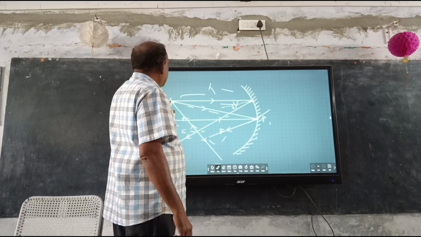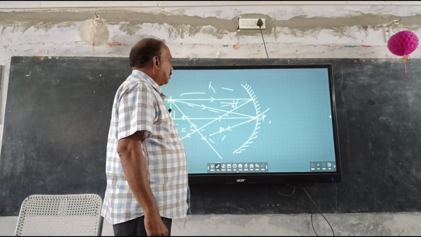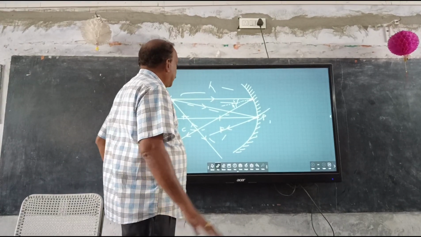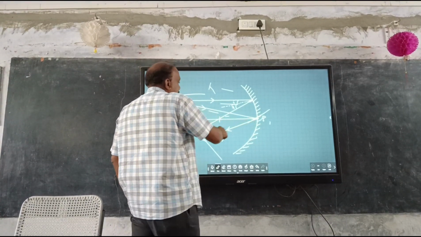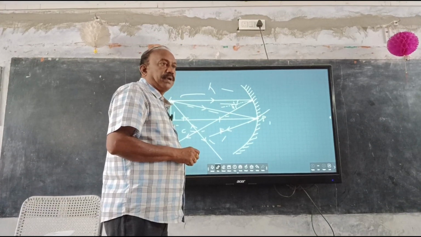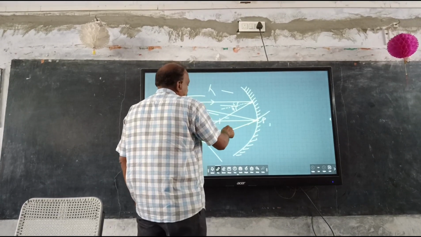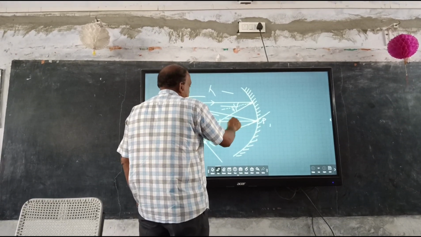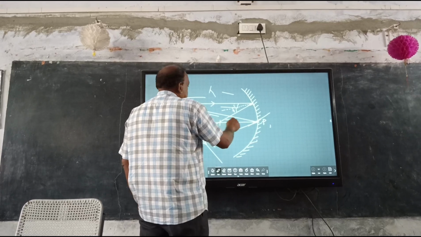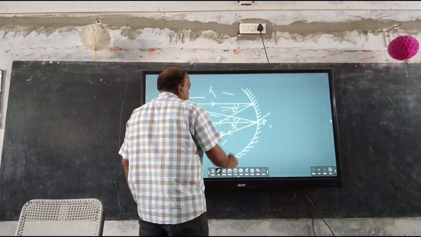Another one, the line that passes through the pole of the mirror will also be reflected like this. Here also the law of reflection is applicable. Here this is the incident ray and this is the reflected ray. Here the principal axis acts like a normal. Here also I and R are shown.